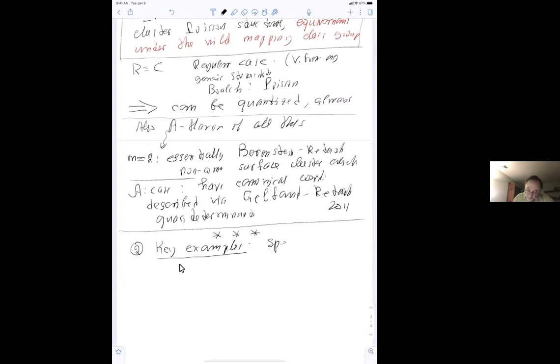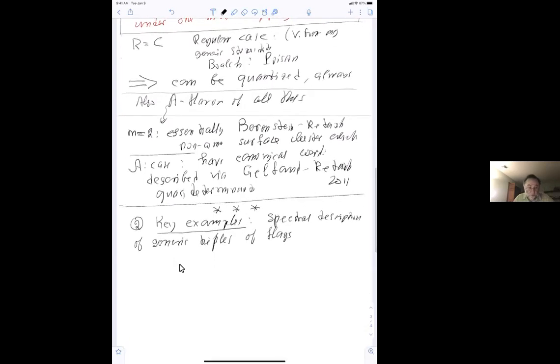So this example is a spectral description of generic triples of flags in non-commutative setting. Whatever I'm going to say, it's a non-commutative setting. And so it looks as a very special example, but as you will see, this is actually the main building block of what's going on.